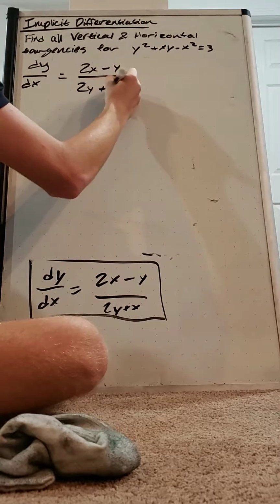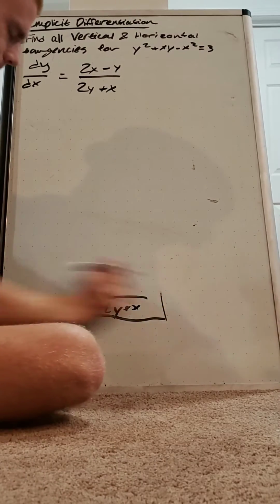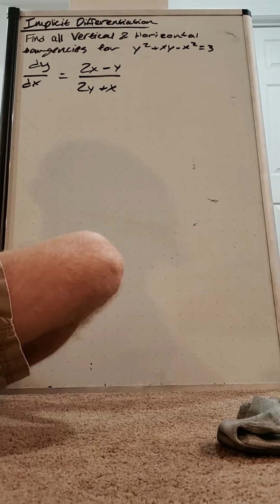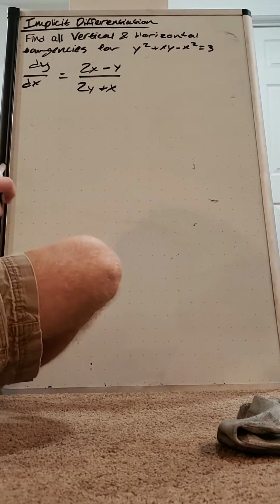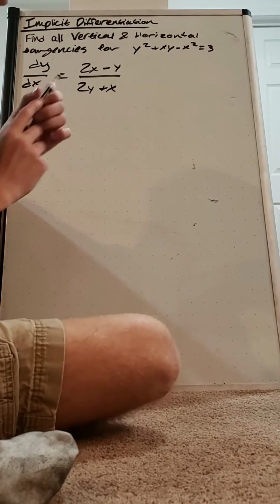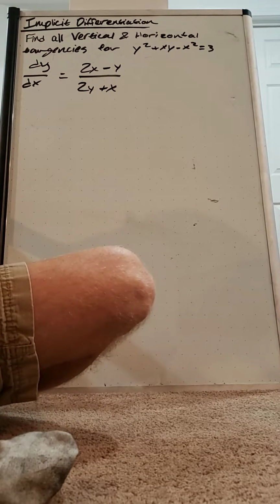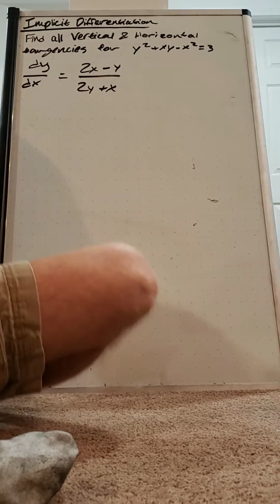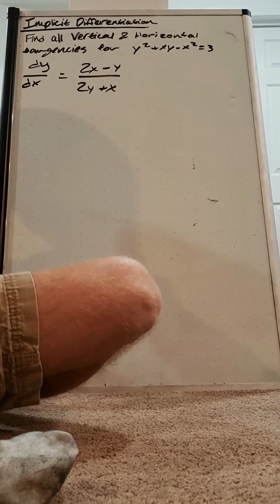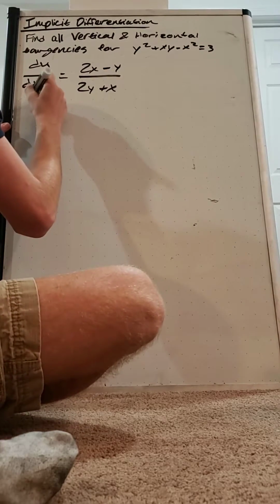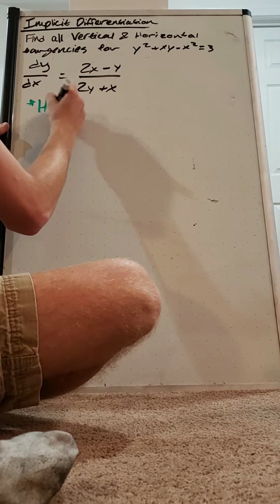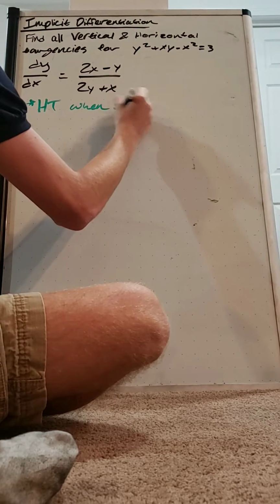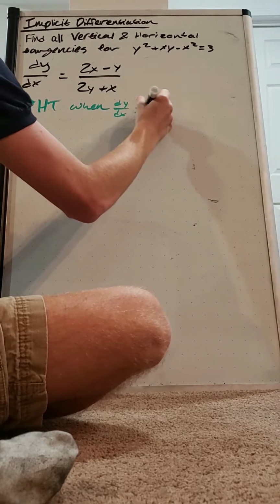y plus x, okay? So if we find all points of horizontal and vertical tangencies, a function is going to have a horizontal tangency whenever, here I'll just write this, horizontal tangency when the derivative equals 0.